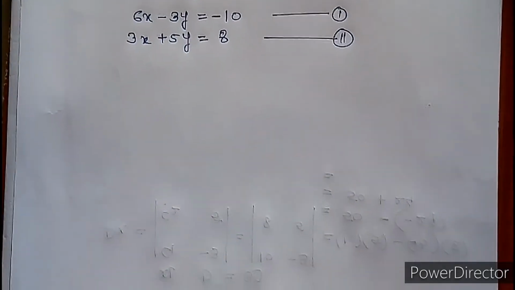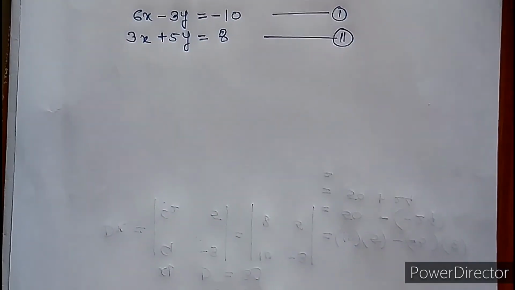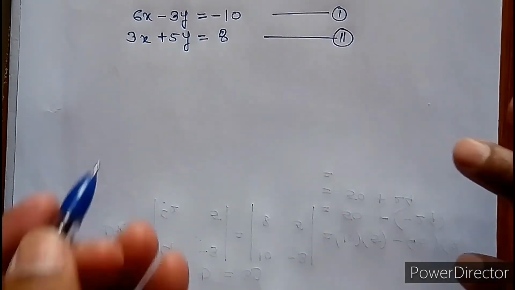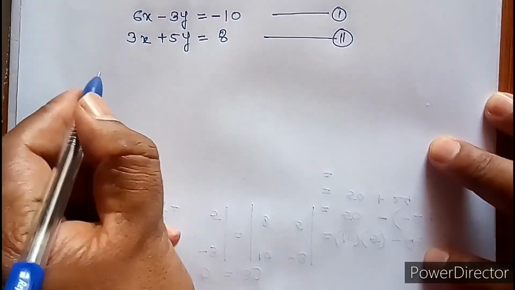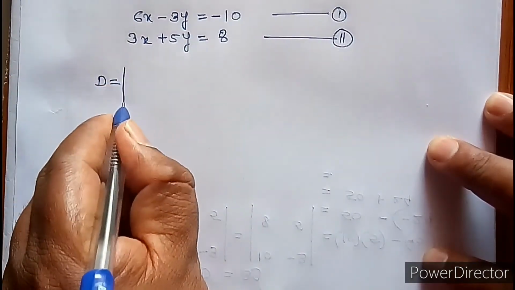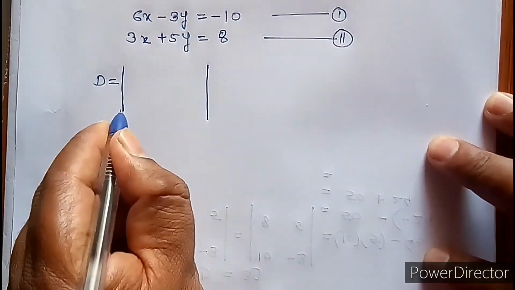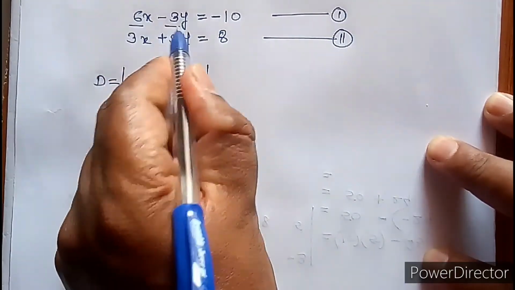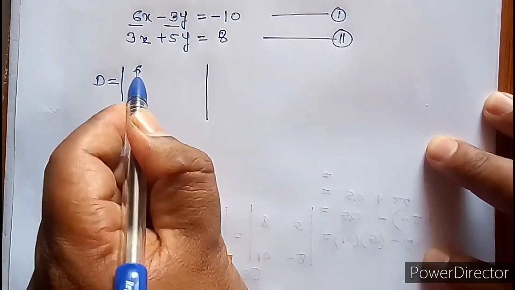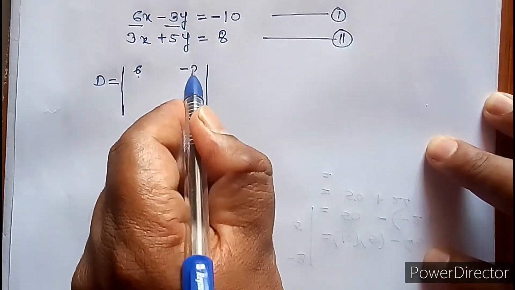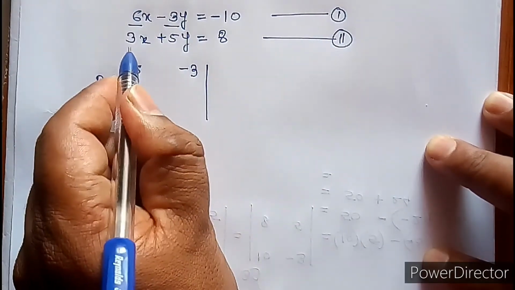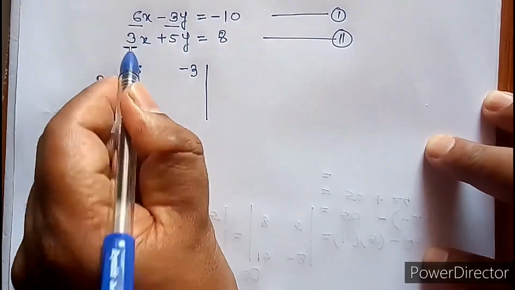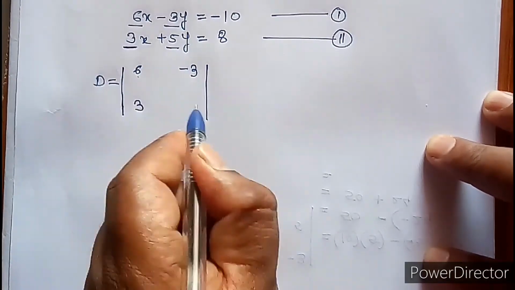Now we have to find the values of x and y by Cramer's method. Then we have to first find the value of d, that is d equals to. Now here in the determinant, write the coefficient of first equation, that is 6 and minus 3. Therefore write 6 minus 3. In the second row, write down the coefficient of second equation, that is 3 and 5. Write down here 3 and 5.